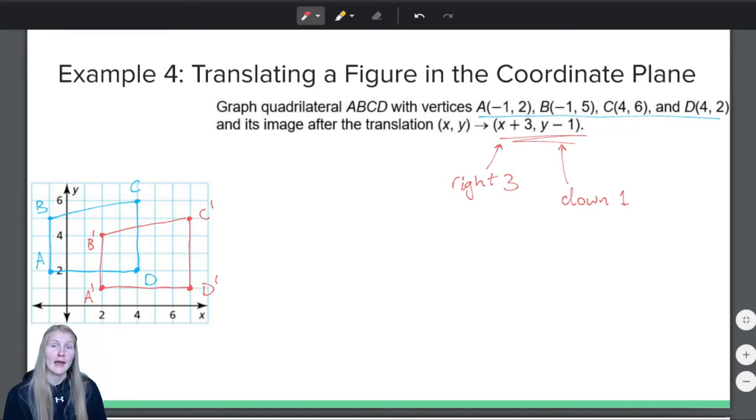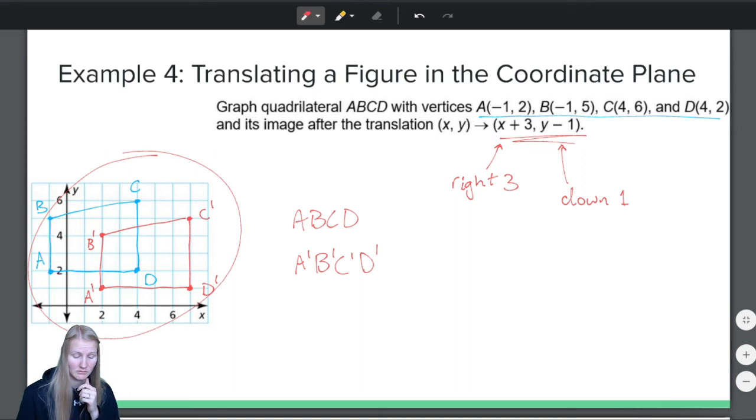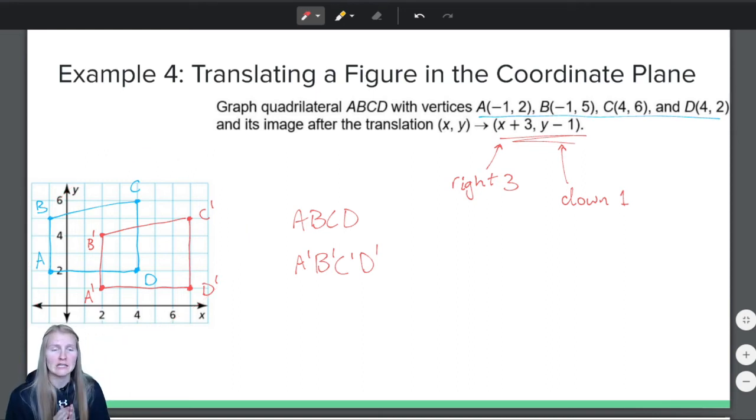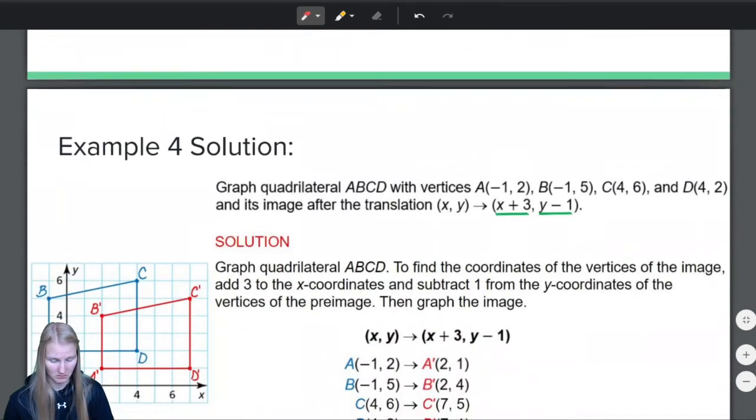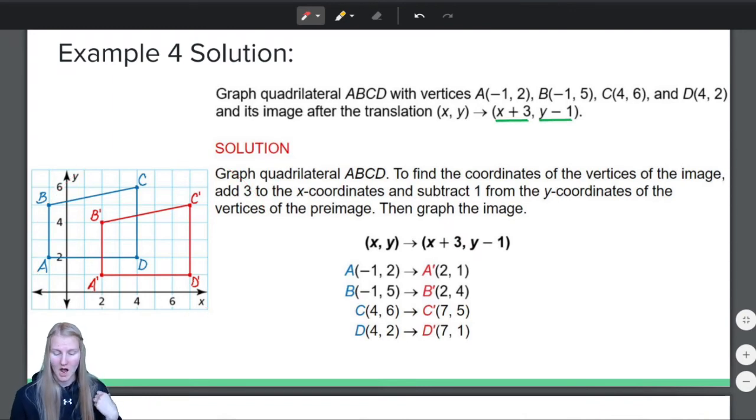A good way to check and see if you're correct on problems like these is, do the shapes look exactly the same? Does A, B, C, D look exactly the same as A prime, B prime, C prime, D prime? Well, in our case, yes. The shapes do look exactly the same. It just looks like the red one was moved right 3, down 1. So, awesome. Let's check and make sure we were right. That looks exactly like what we did.